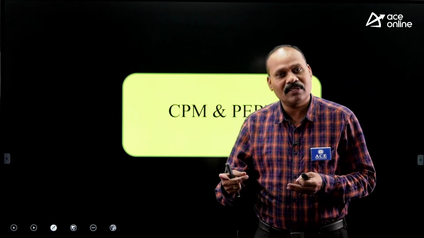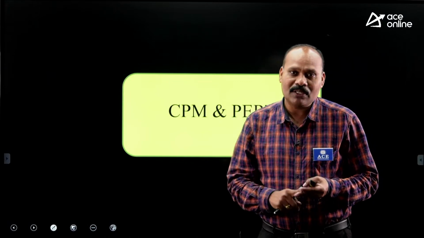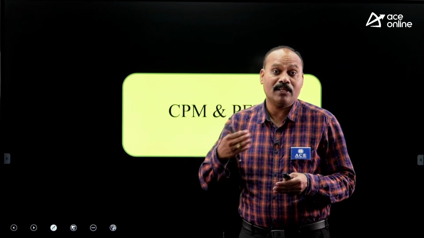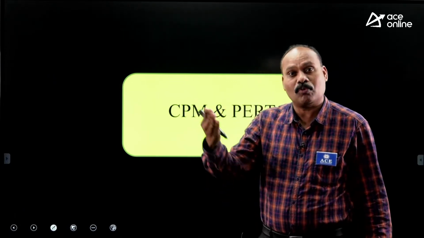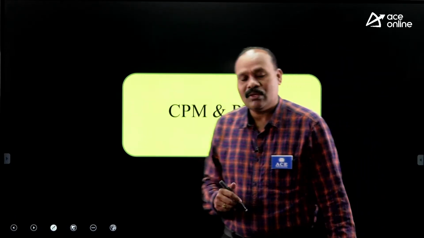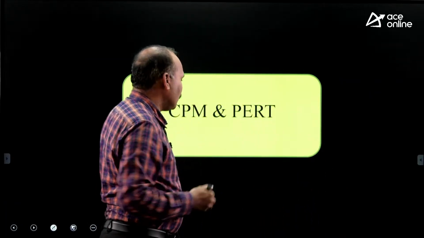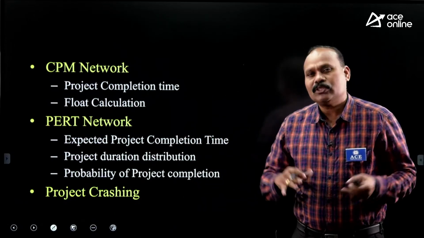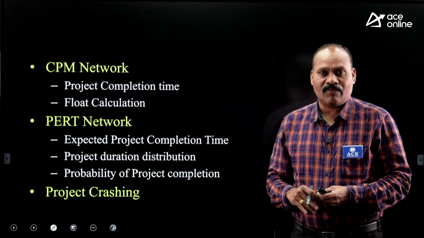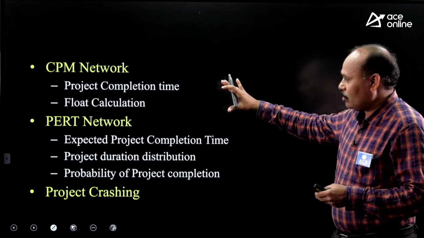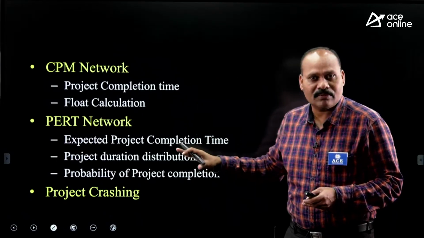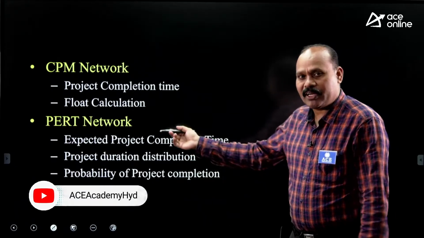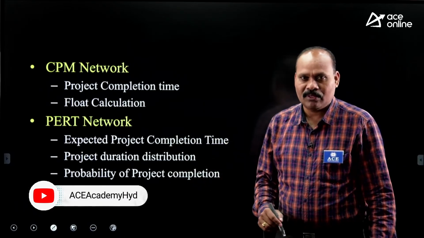In GATE you will get 2 marks, in ESE prelims 2 marks, and in basics of project management there is a possibility of gaining 3 to 4 marks, maybe 2 questions. And what are the possible questions under CPM and PERT? Based on previous question papers, I have analyzed that there are 3 headings under CPM and PERT: CPM network, PERT network, and project crashing.